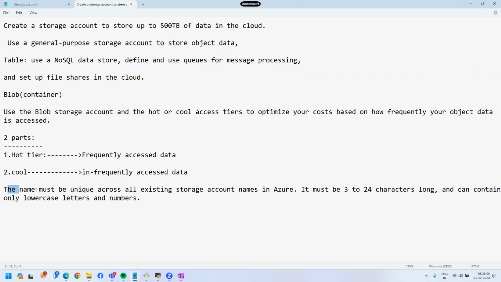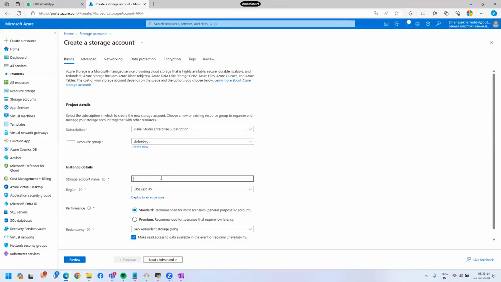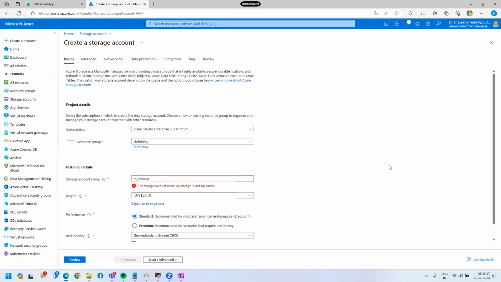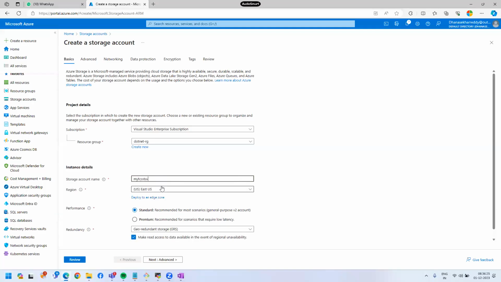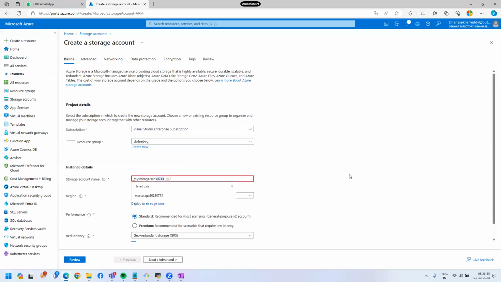The name must be unique across the world, guys. Across the world. If I give my storage, immediately it is throwing an error. My storage is already taken by someone in the world. I am giving my TCS storage. Since it is accepting, we'll check. Or I can say my storage year 2023. See, my storage 2023 also taken by someone. I am giving month. Today is December, right?